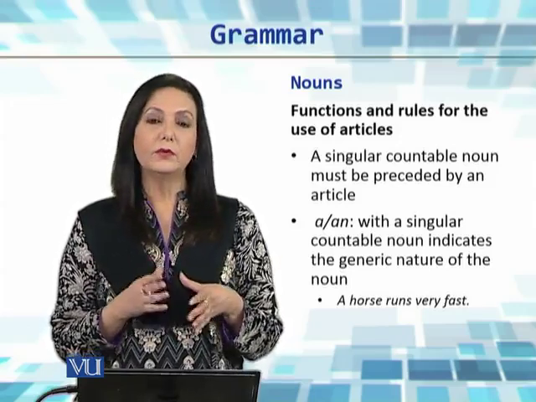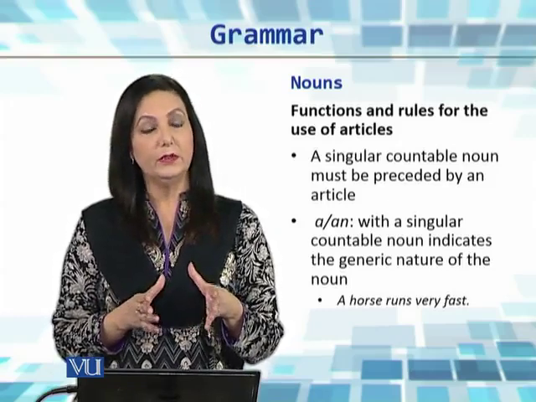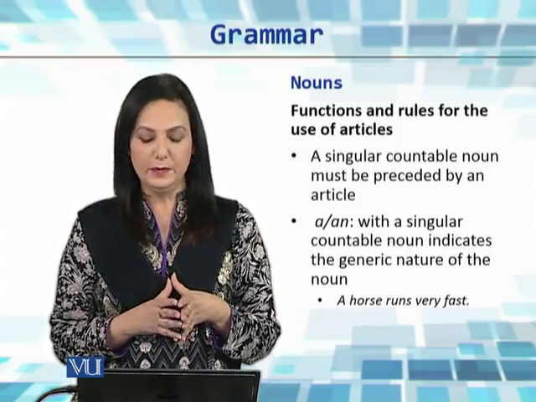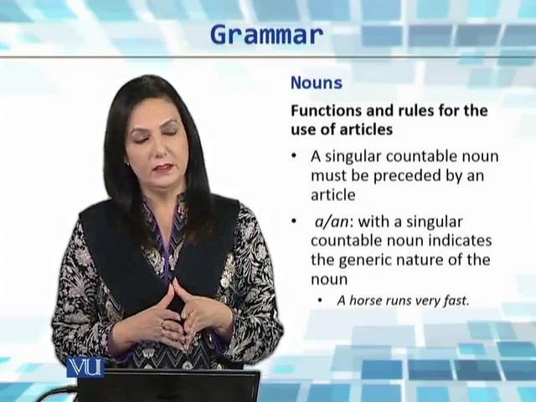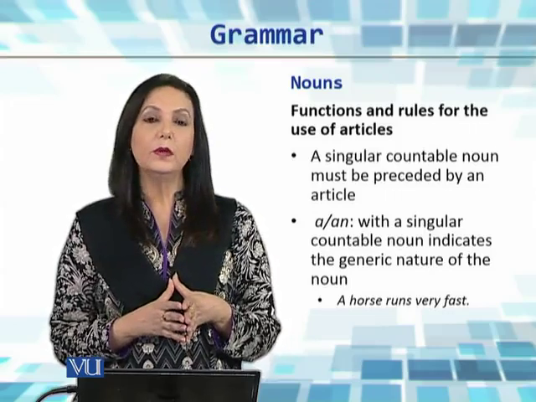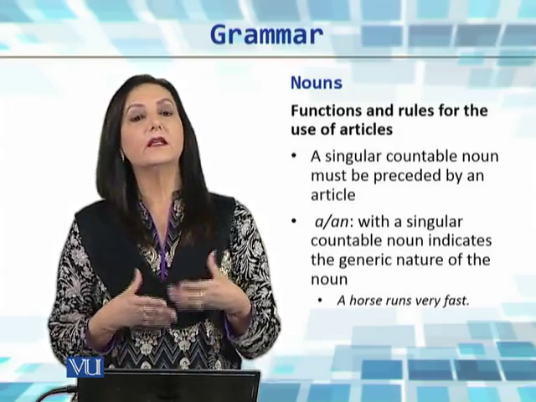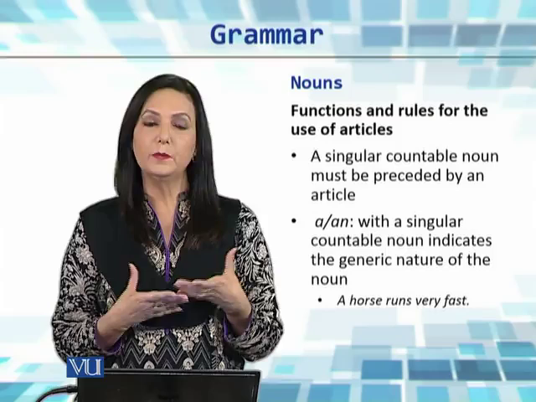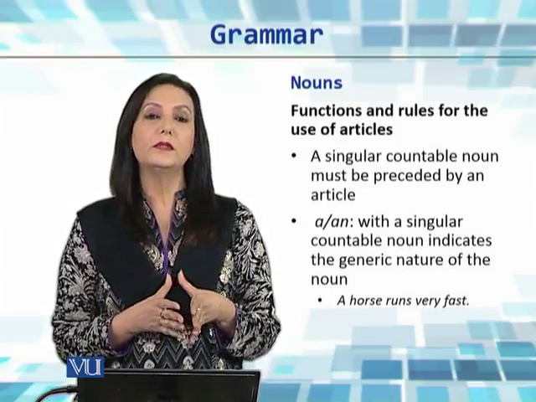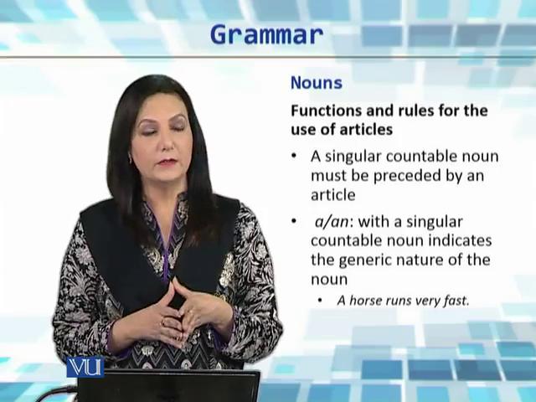In terms of rules for the use of articles, we have this rule in English grammar that a singular countable noun must always be preceded by an article or a determiner, more often an article than a determiner. So we use a or an with a singular countable noun to indicate the generic nature of an object. And this object could be a thing, a human being, a place, etc. So we use the indefinite article a or an with a singular countable noun.